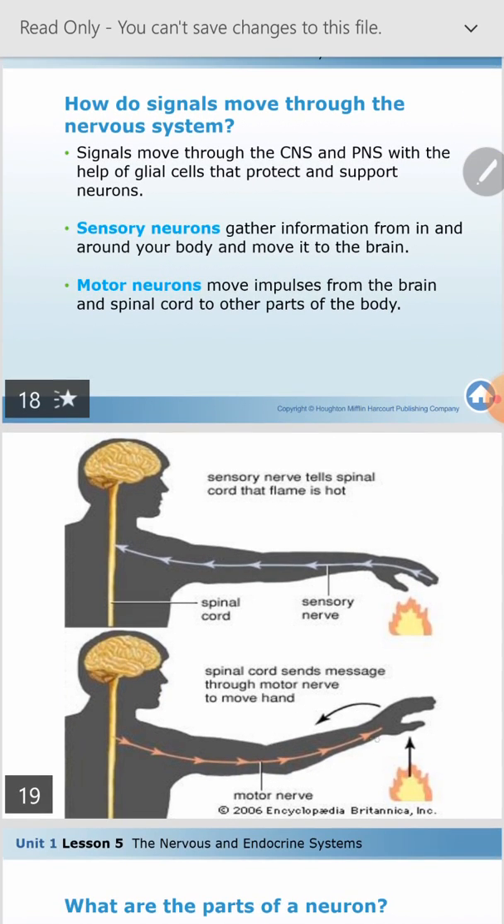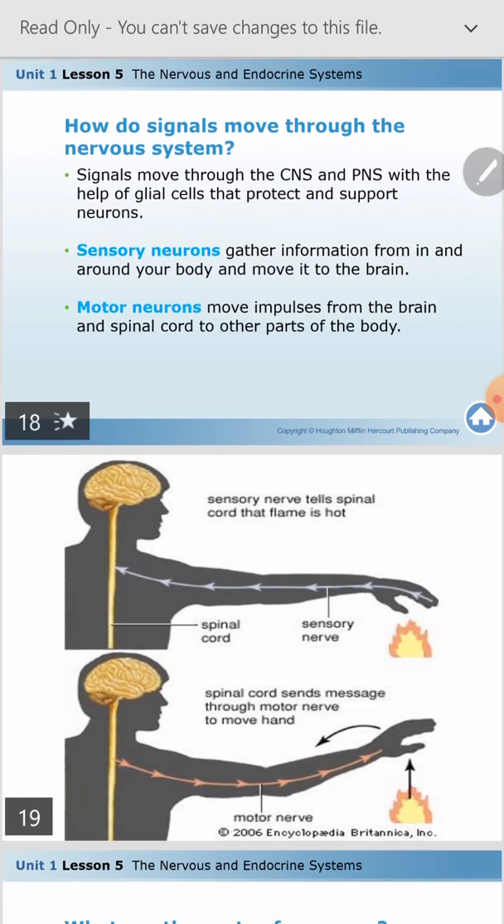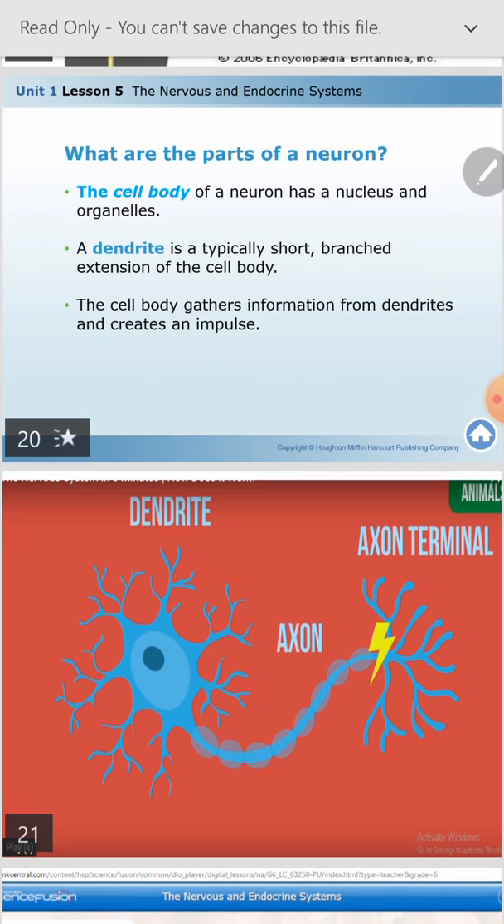Look at this. What is this? What is this path here? This path is for the sensory. Here is the path for the sensory. Then here is the path for the motor to move the hand out. That's it.